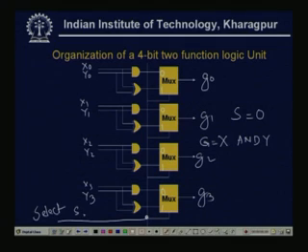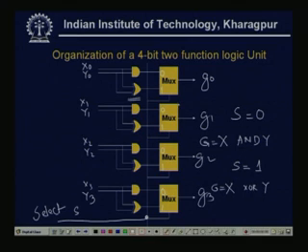Now, if s equal to 1, then the output of the XOR will be selected. That means it will be x XOR y, so g will be x XOR y. So, again it is a 2 function logic unit. In this way, using multiplexers, we can always design a 2 function logic unit.